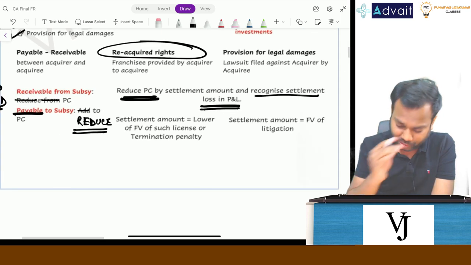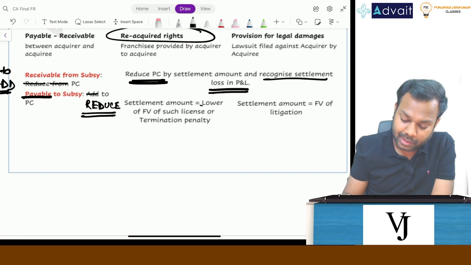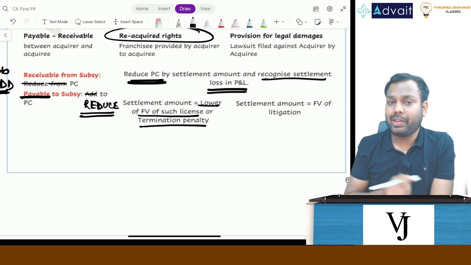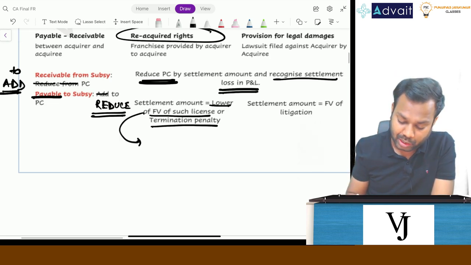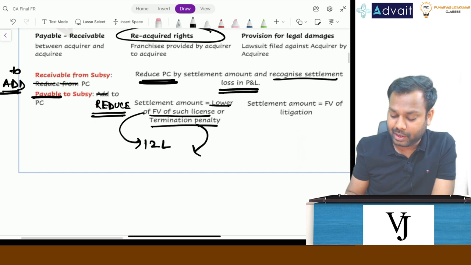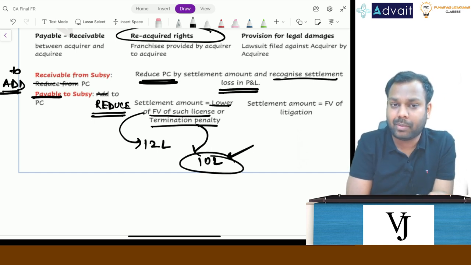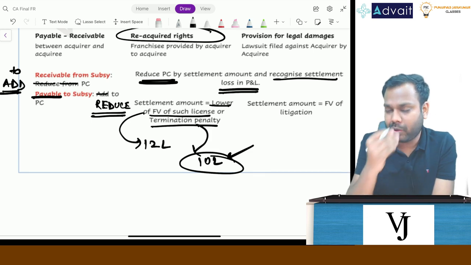So reduce the purchase consideration by the settlement amount and recognize the settlement loss in P&L. Now what is the settlement amount? Settlement amount is the lower of the fair value of such license or the termination penalty. The fair value is, let's suppose, 12 lakhs. The termination penalty is, let's suppose, 10 lakhs. So I will take 10 lakhs as the settlement amount, because a rational person will take the lower amount.